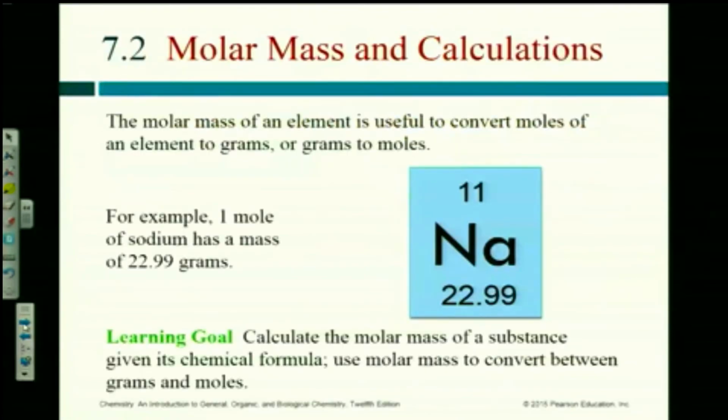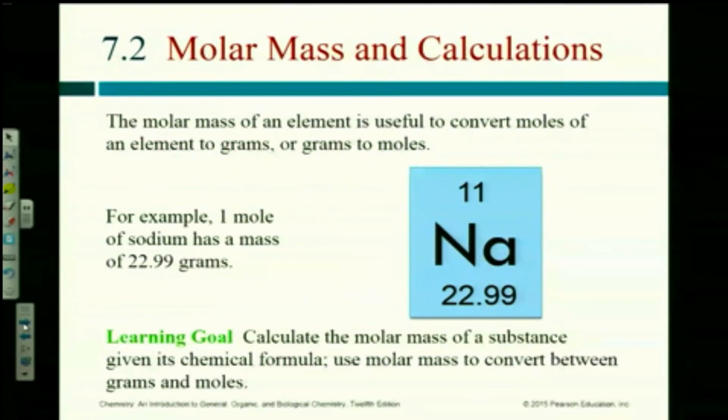Now, we've been talking about atoms and molecules and even formula units. But those aren't useful things. We said an atom was too small, and we want to scale up to something usable. Who has their periodic table with them? You remember when we talked about the periodic table? What does this number 11 tell me up here? It's the element's identification. It's called the atomic number. And what does it tell me about this atom? It has 11 protons.